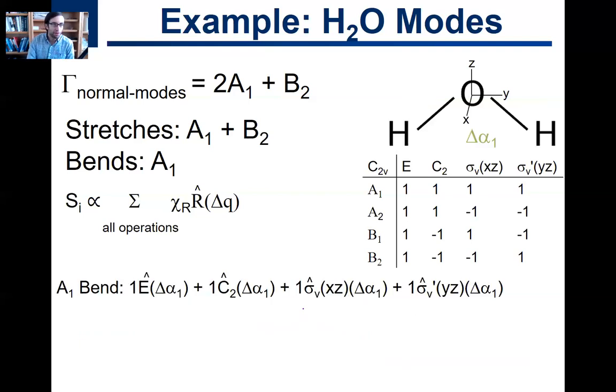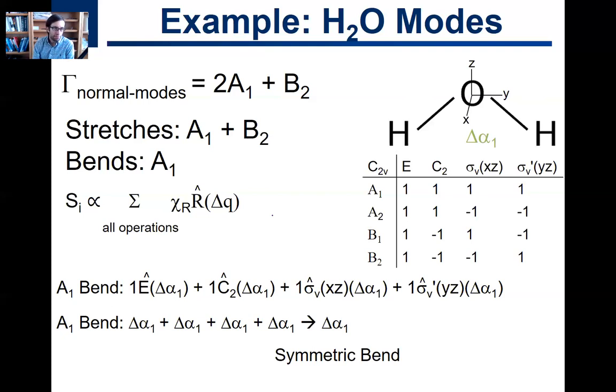You can do the exact same thing for bends. There's only one bond angle here for water, and so this is kind of boring. No matter what you do to this one bond angle that's in the center of the molecule, nothing's going to happen. You do the identity on it, nothing happens. You do a C2 on it, well, you're just spinning the hydrogens around the angle, nothing happens. And you do mirror planes, nothing happens. So you're going to get 4 delta angles, and that's just going to reduce to a delta angle. And so the angle's just changing. There's not much you can do. It's a symmetric bend. There's only one angle, so you can't have an asymmetric bend when you only have one angle.